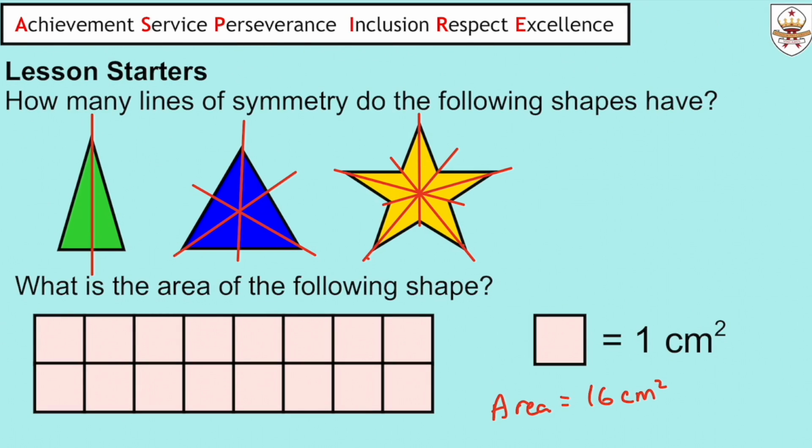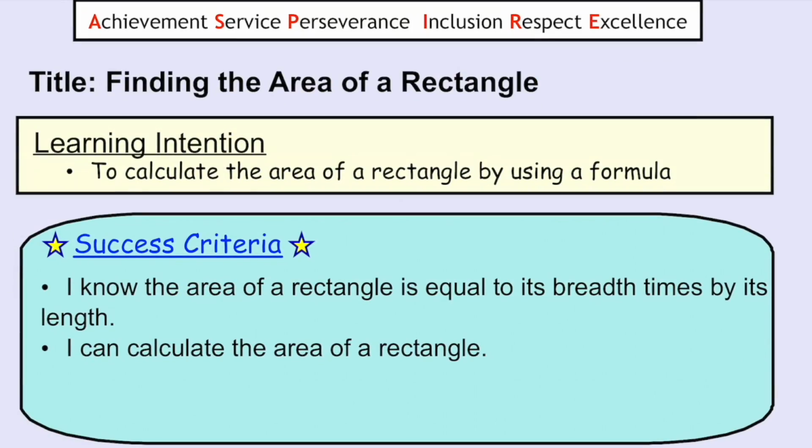Okay, let's move on to the learning intentions. So please write down the title, Finding the Area of a Rectangle. The learning intention is to calculate the area of a rectangle by using a formula today. So this is different from counting up the squares, and it's another technique that we're going to use. The success criteria for today is that you know that the area of a rectangle is equal to its breadth times by its length, and you can calculate the area of a rectangle.